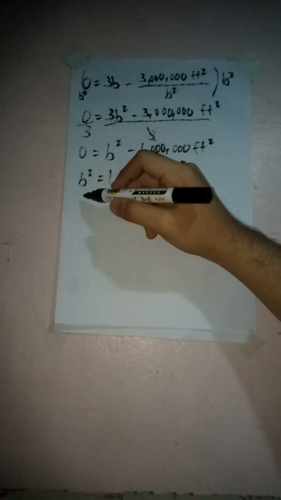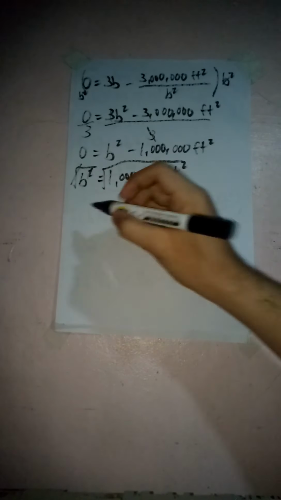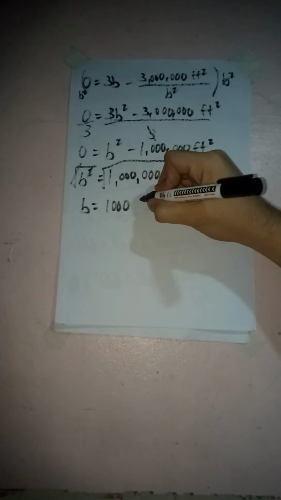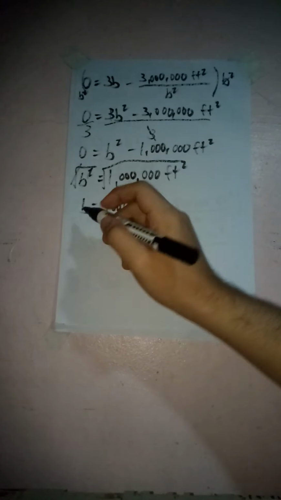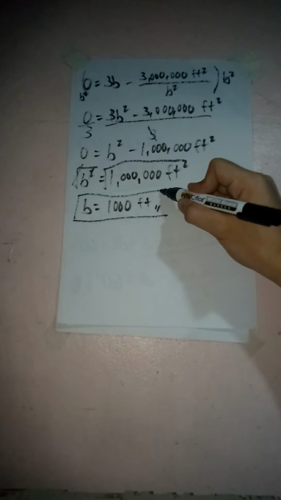And we are going to get the B, which is our length. So we should take the square root to cancel this. So B would be equals 1,000 feet. So that would be our length. Yes, our length.